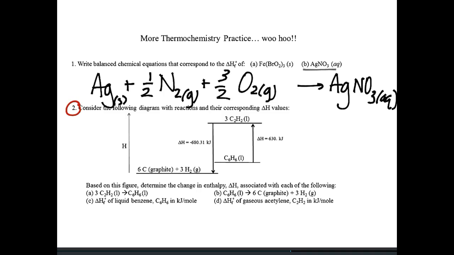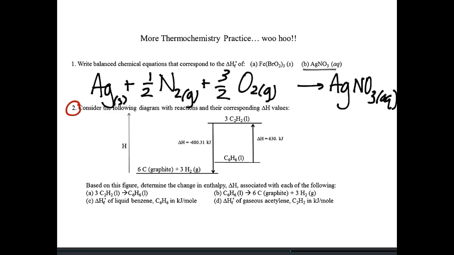Number 2, consider the following diagram with reactions and their corresponding delta H values. Now this is an interesting problem. It kind of combines a lot of information that you've learned so far. Some of it is related to Hess's law. Some of it is related to these enthalpy diagrams where the enthalpy is on a vertical scale. And it also relates to heats of formation, which is why it's in this part of the practice set.